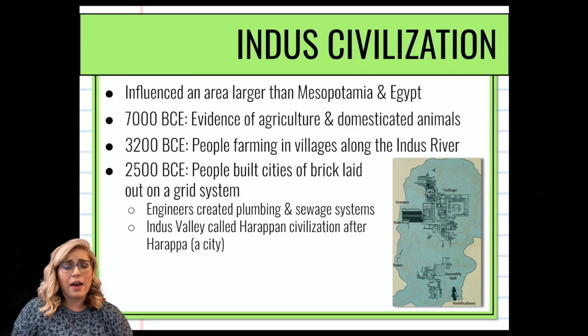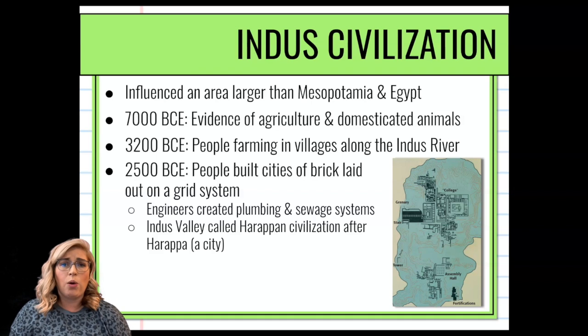The Indus River Valley was also known as the Harappan civilization because they had a city known as Harappa. So you might see that interchange sometimes. Indus River Valley and Harappan society, or Harappan civilization, they mean the exact same thing. It's the exact same place.